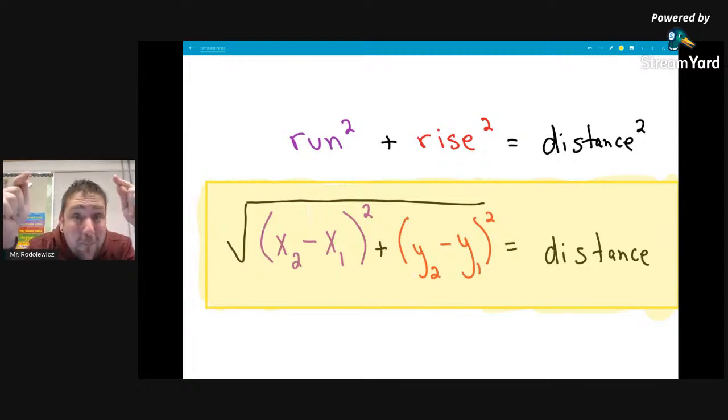But you guys are amazing because you followed the explanation of that. Not every student gets that explanation. It's literally the Pythagorean theorem, rise and run. Wonderful. Okay. This is the formula. Let's apply it.